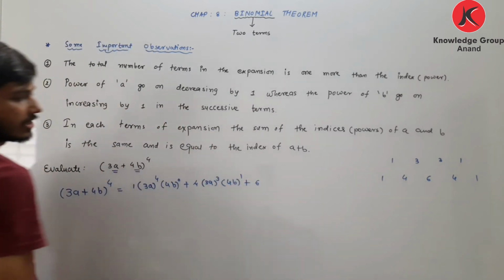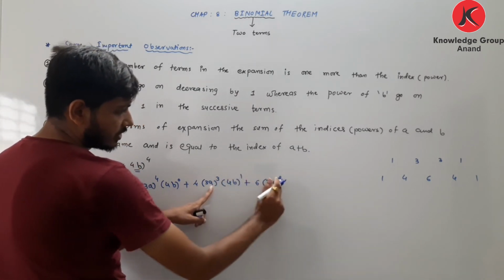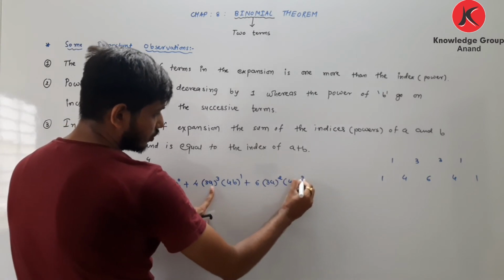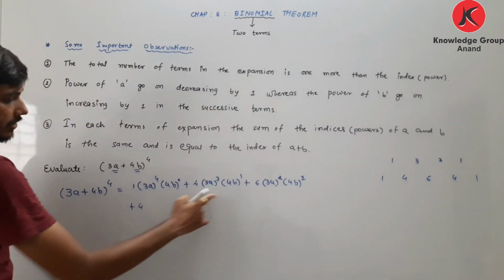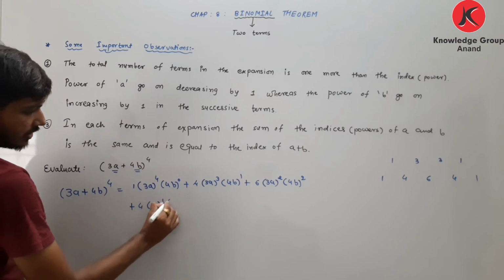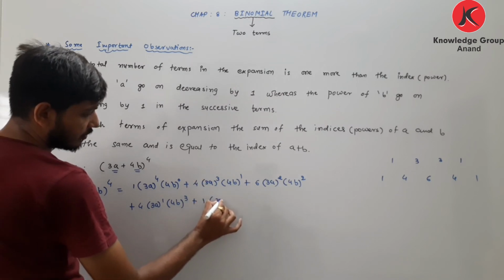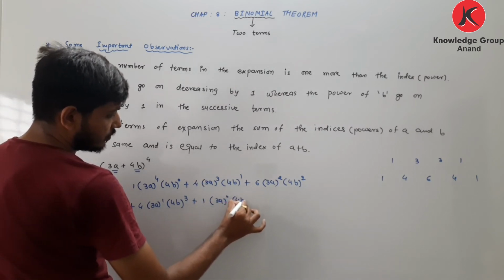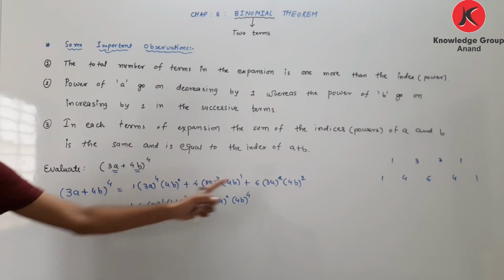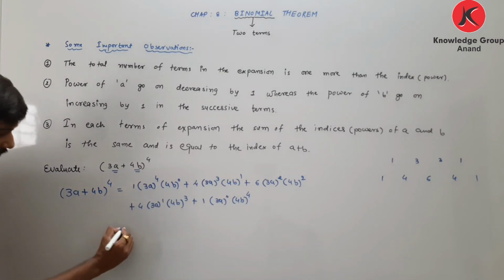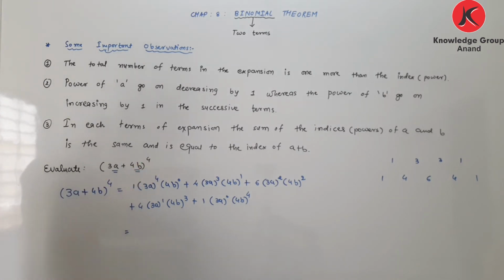Plus 6, the next coefficient will be 6. The power of 3a decreases in successive terms from 3 to 2, (4b) raised to 2. Plus we will get 4, the next coefficient is 4, the power of 3a decreases to 1 and 4b increases to 3, and for the last one the coefficient is 1, the power of 3a becomes 0 and 4b becomes 4. If we want to calculate this, we multiply and calculate. It is very simple, so you can do the calculation yourself and obtain the result.